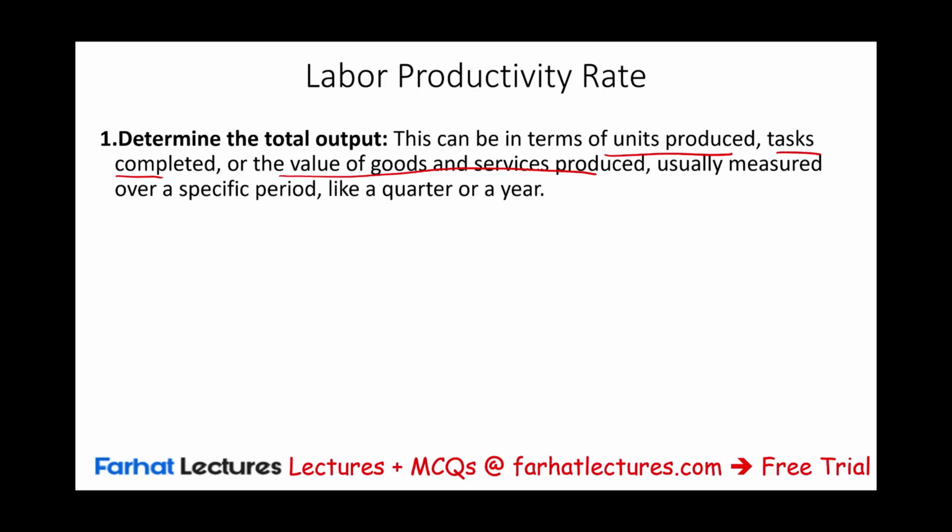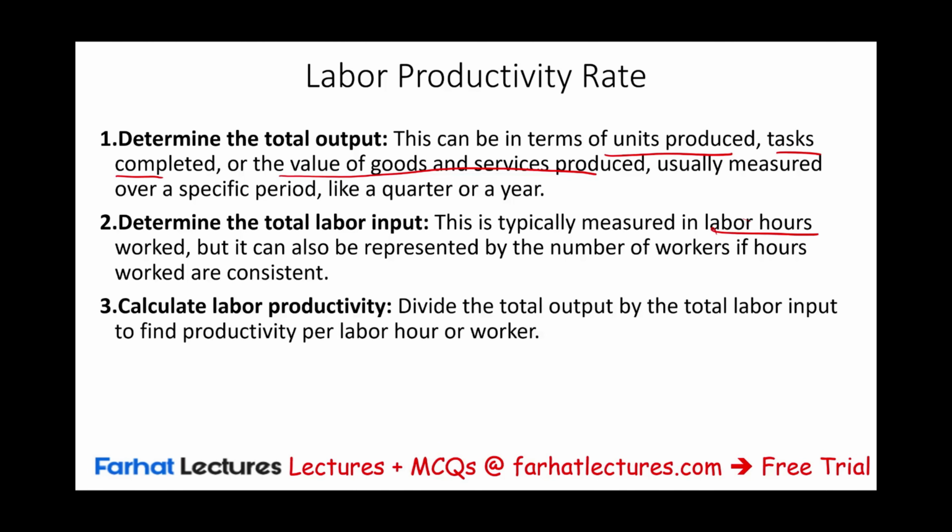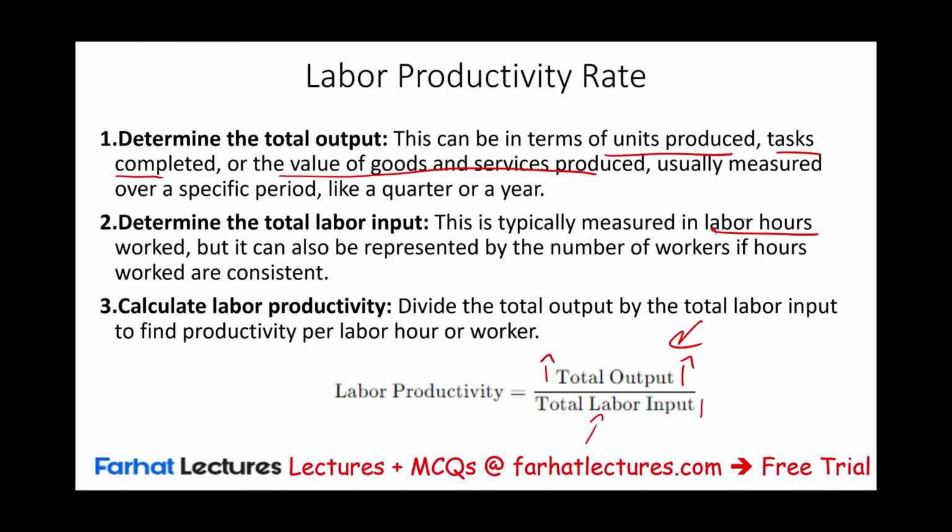So what's your output? Determine the total labor input. How much labor are you inputting? This is typically measured in labor hours worked, but it can also be represented by the number of workers if hours worked are consistent. Then you could compute the total productivity rate by taking total output, dividing it by total input. Again, I'm going to mention as technology improves, your output goes up, your input labor goes down, because you need less people, less labor to do the same amount of work or even do more work with technology.